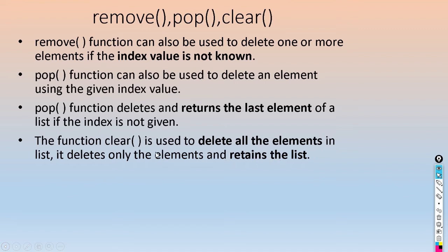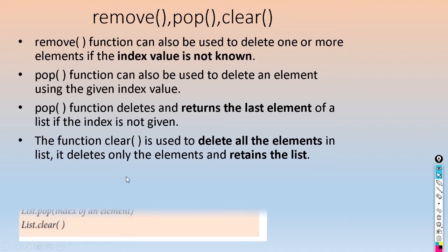So what is the difference between del list name and the clear function? If I give del list, it deletes completely. The list elements will be deleted, and the list will also be erased from memory. It will not be present. Whereas if I use clear, it deletes only the elements. The list will be present. It retains the list. Later, if I want to add elements by using the append function, I can add the elements to it. So that is the difference between clear and the del statement.